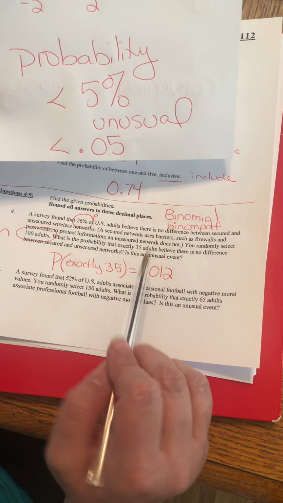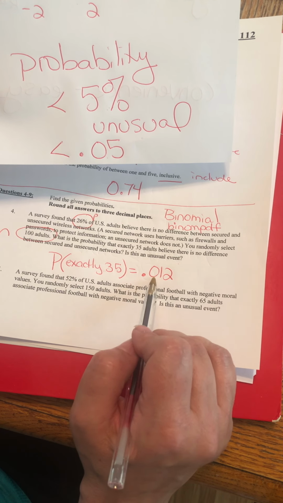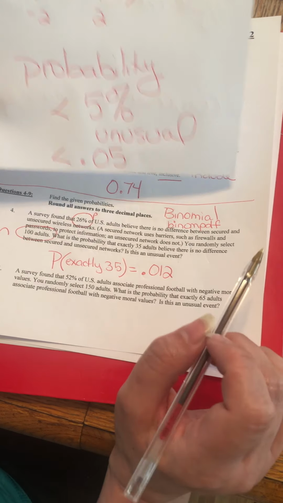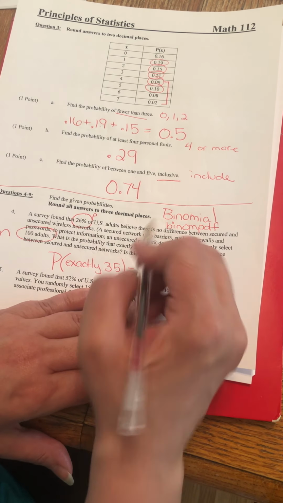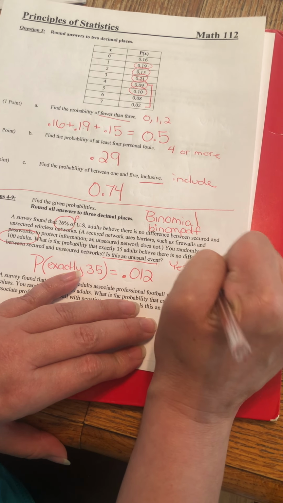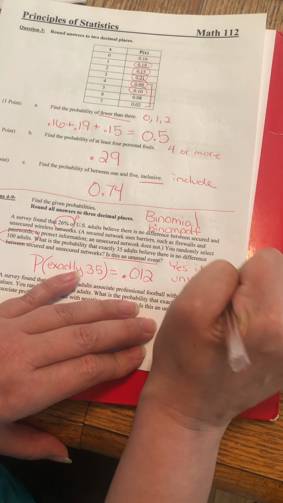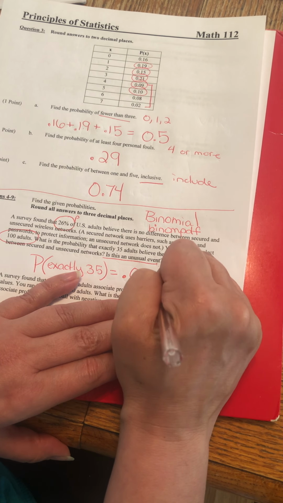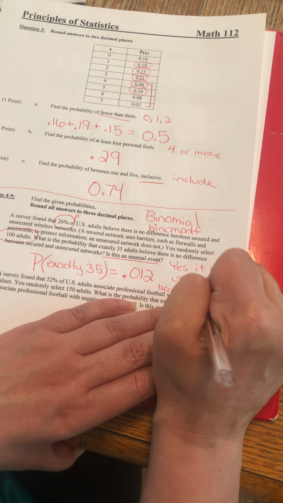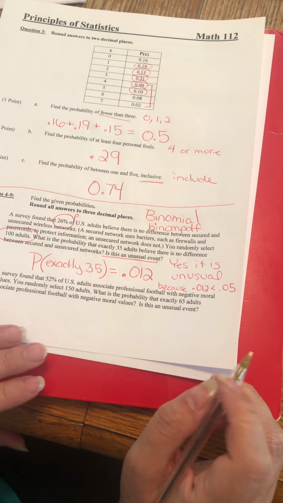So either think of it as a percent or you can think of it as a decimal. So is 0.012 less than 0.05? Yes, it is. Or you can move this over 2 places and think of this as 1.2%, which is less than 5%. So is this an unusual event? Yes, it is unusual because 0.012 is less than 0.05.